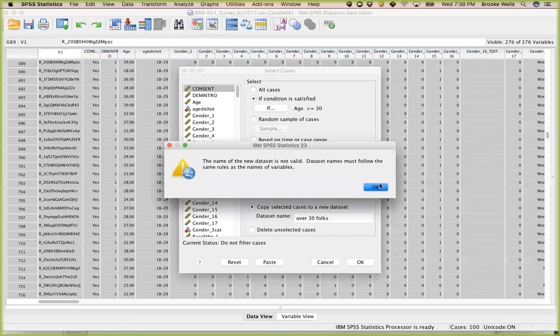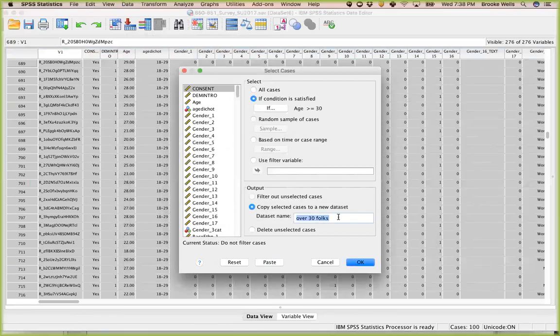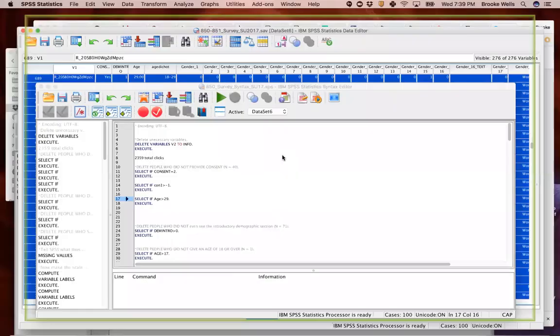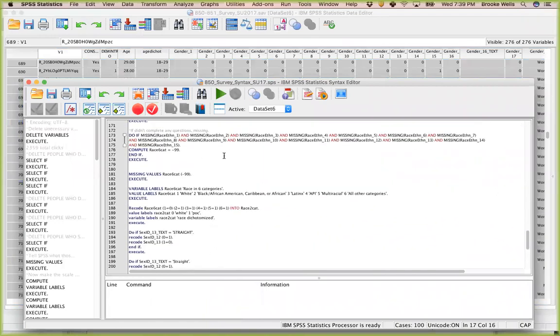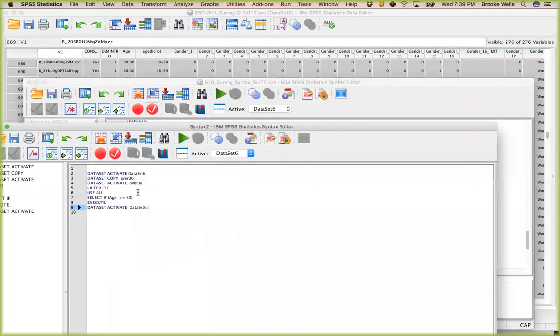And then I have to do the naming of the variables. It just doesn't want spaces in there. So we could just say over 30. And then we can paste that. And if we go back over to the syntax, maybe it went to the other syntax file. It did. So now we see I want to copy this data set into a data set called over 30, and then select if age is greater than or equal to 30. So those are all the different ways that you could get to that same outcome.